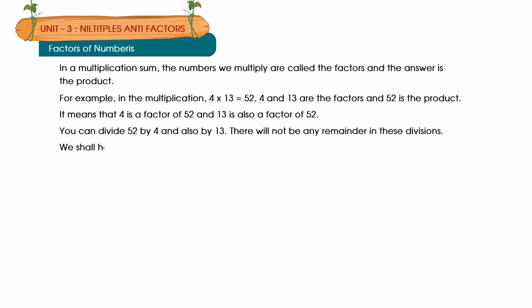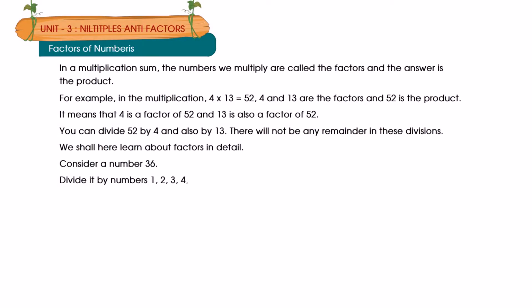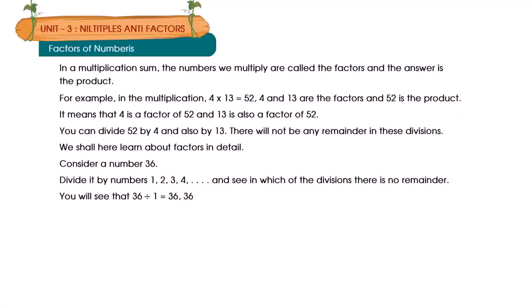We shall here learn about factors in detail. Consider a number 36. Divide it by numbers 1, 2, 3, 4, and so on, and see in which of the divisions there is no remainder. You will see that 36 divided by 1 is equal to 36. 36 divided by 2 is equal to 18. 36 divided by 3 is equal to 12. 36 divided by 4 is equal to 9.